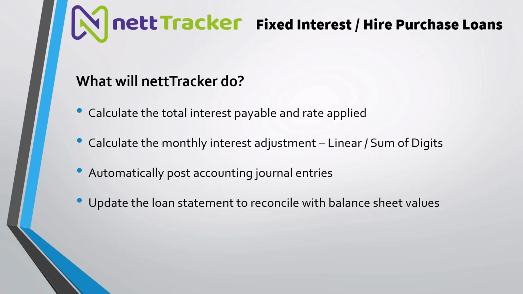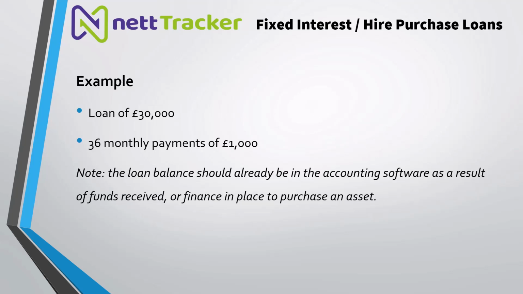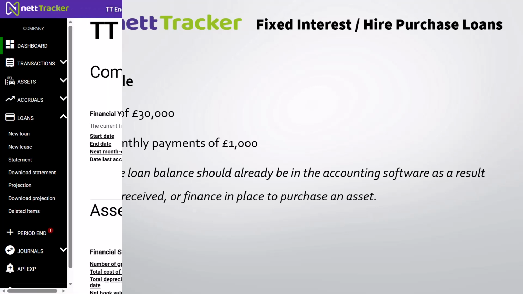Let's take a simple example where a loan of £30,000 was provided. There will be 36 repayments of £1,000 over 36 months. The loan itself being created in the accounting software either because of funds received into the bank or a finance agreement in place to purchase an asset.